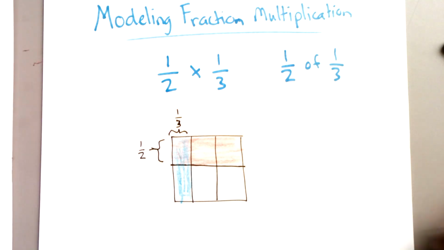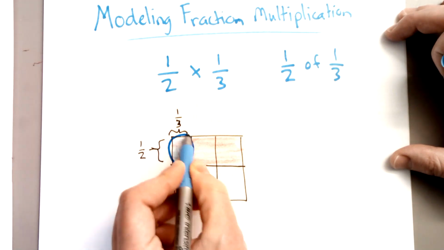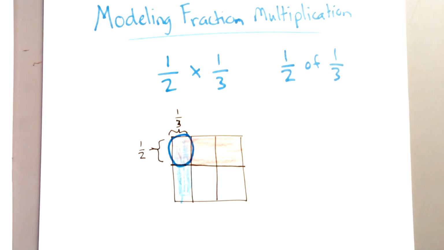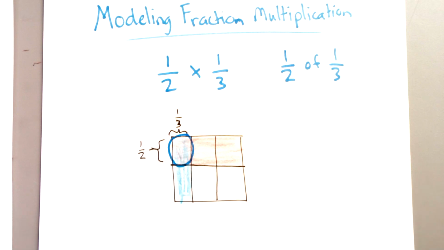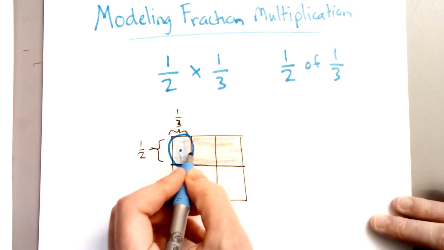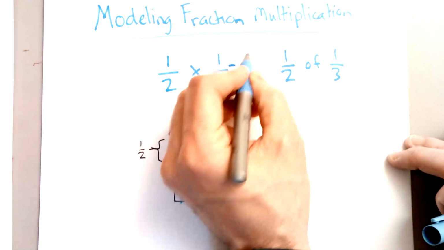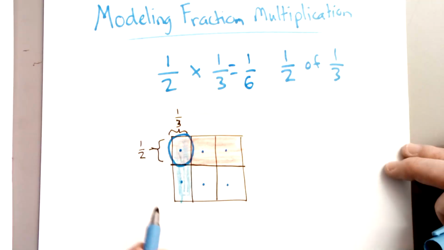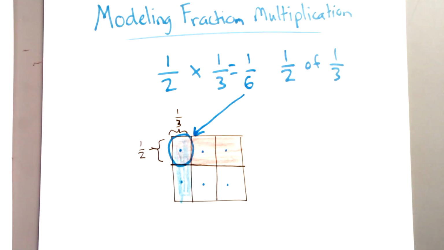So how does this help me find what the actual product is? Well, where the red and the blue overlap, that is my product. Because if I start with 1/3 of a whole, but I only take half of it, this is all I get. This is just half of the 1/3, and that is one section out of 1, 2, 3, 4, 5, 6 sections. So 1/2 times 1/3 is 1/6. That portion right there that's circled is 1/6 of the whole.